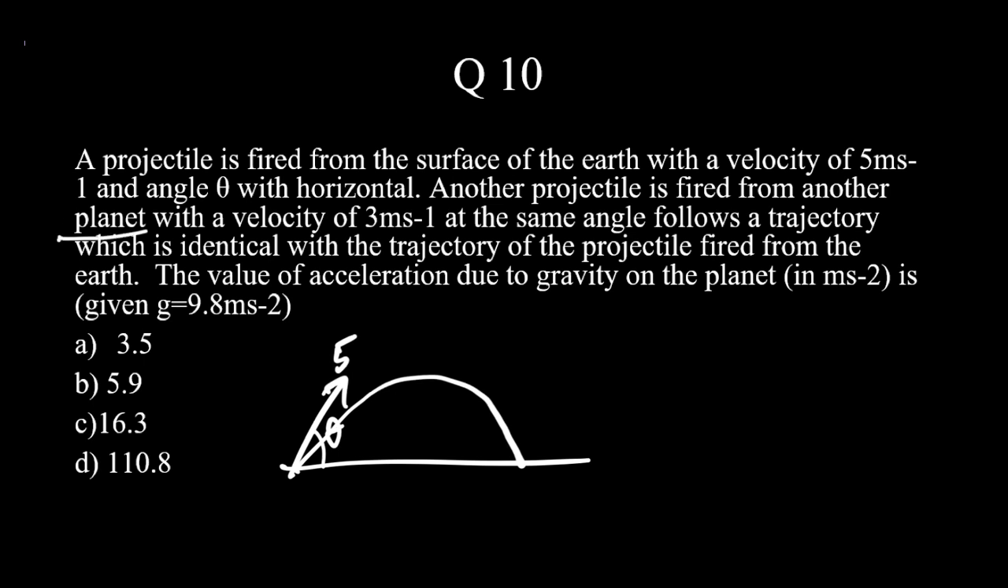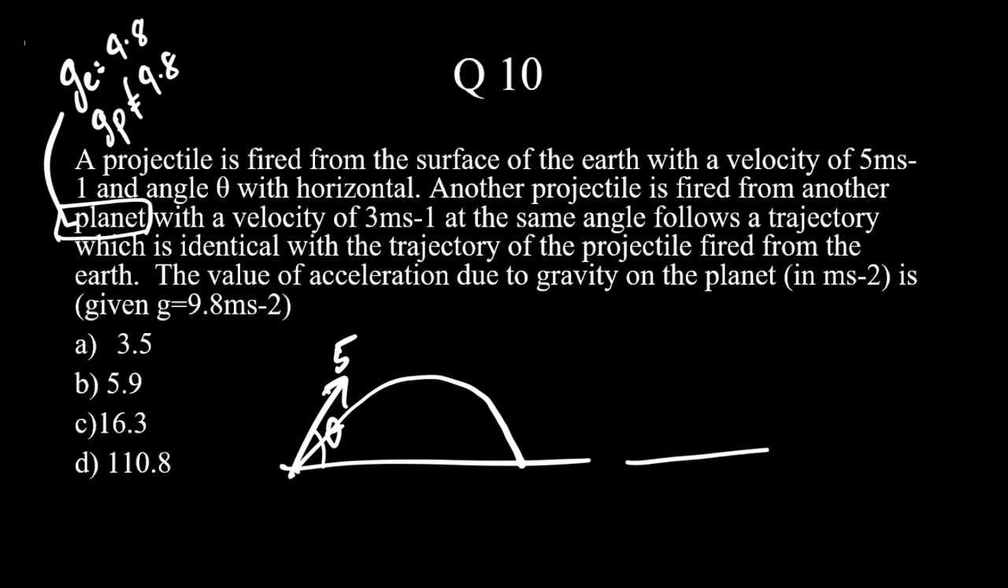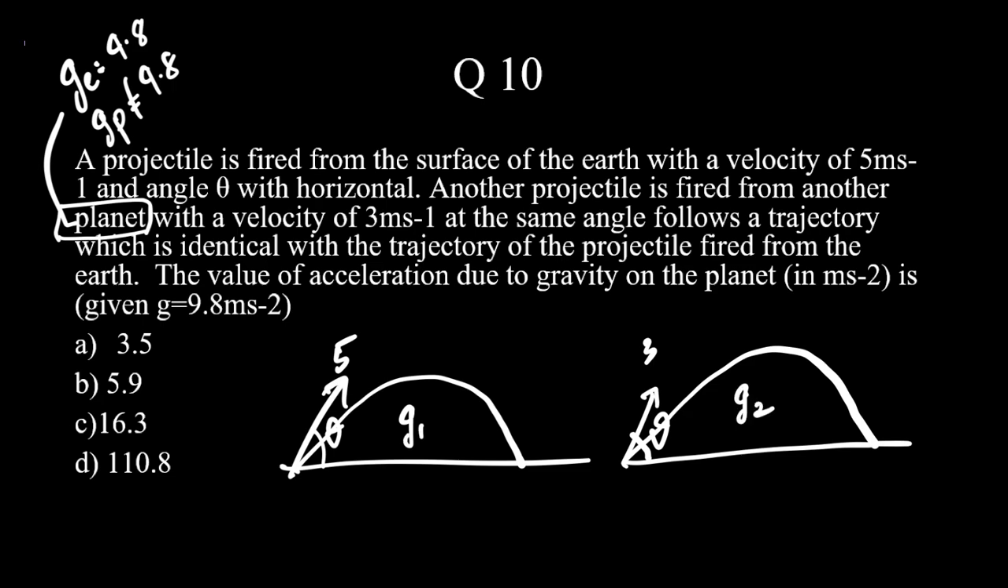Another projectile is fired from another planet. The moment we say another planet, what should we understand? That g on Earth is equal to 9.8, and g of another planet may or may not be equal to the acceleration due to gravity on Earth. So considering another planet, it is launched at 3 meters per second with the same angle theta, completing the projectile. But here let us take this as g1 and this as g2.